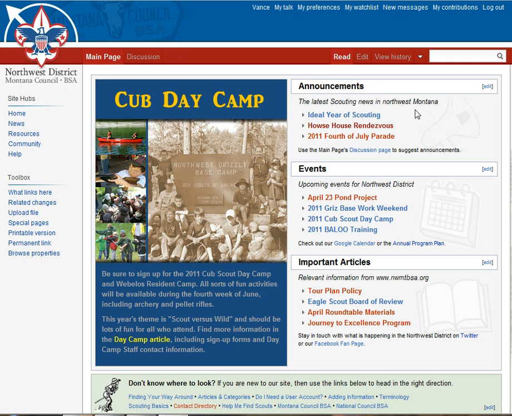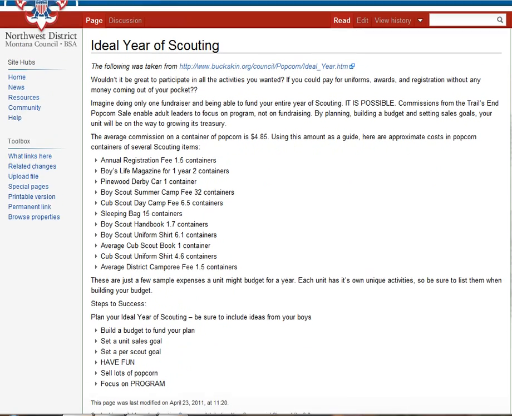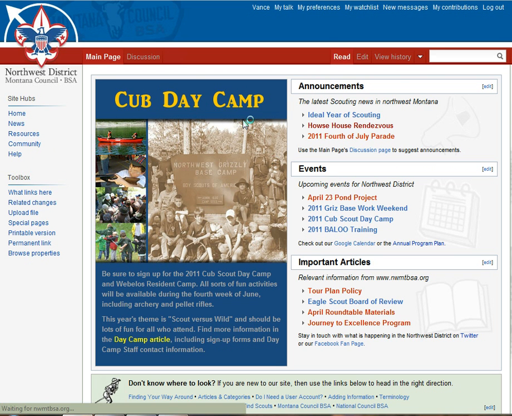To start, the most basic aspect of this website is what we would call an article, and we can see it right here. We're on our home page. We click on Ideal Year of Scouting and it takes us to a page. This is an article. It's just some information that's kept under a specific topic. Now, articles can become very complex.